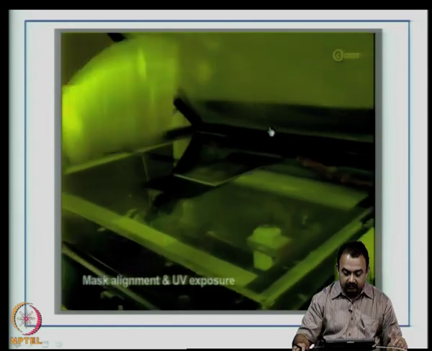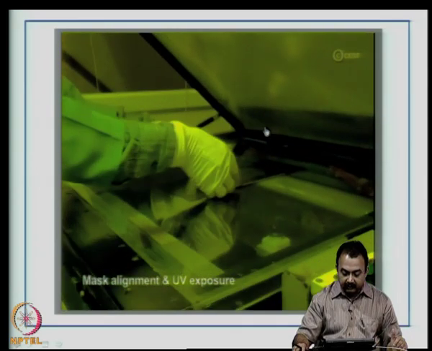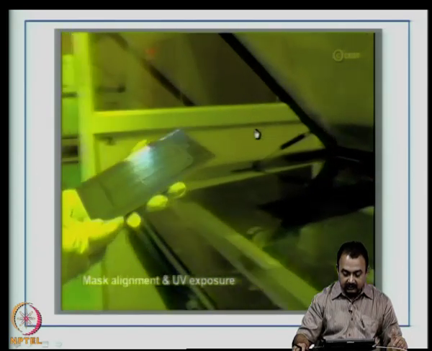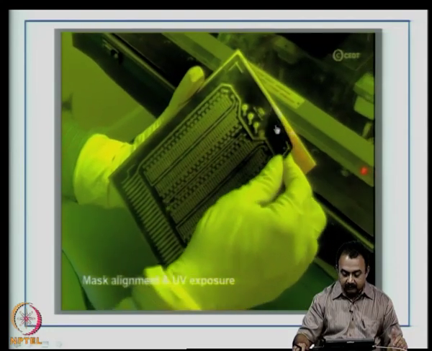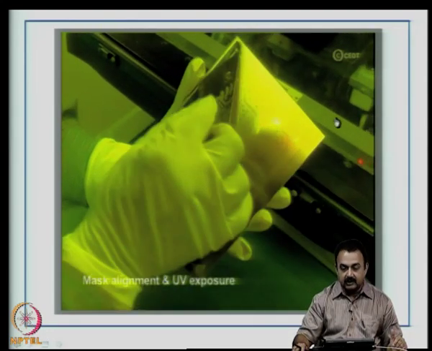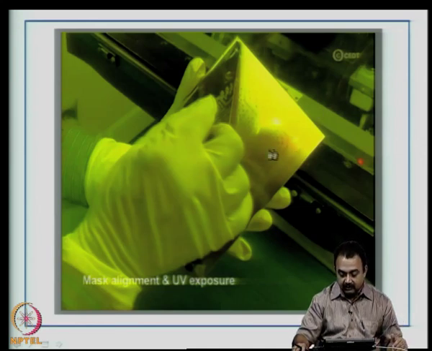Now, if you remove the board, you will see that an image has been translated. If you remove the mask, you can see that the image has been transferred through the mask by the UV exposure light to the surface of the board. Now, the next process here will be developing to realize this image.